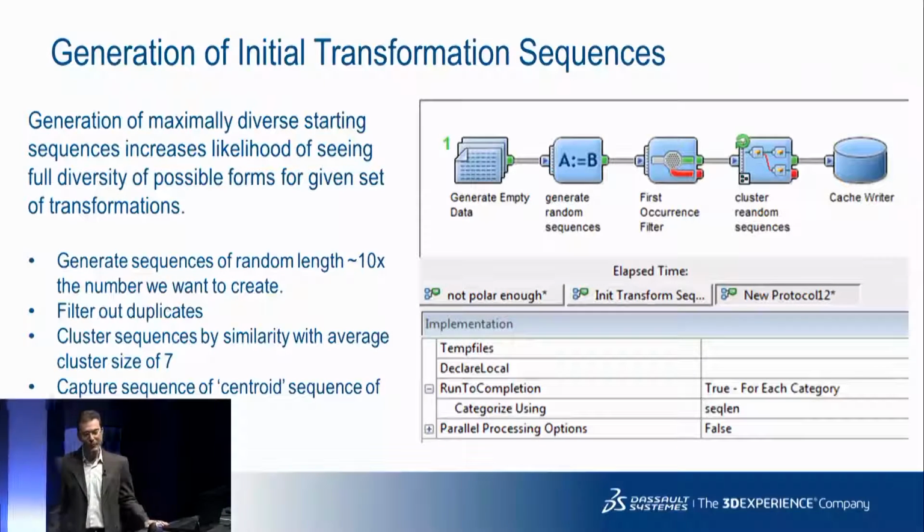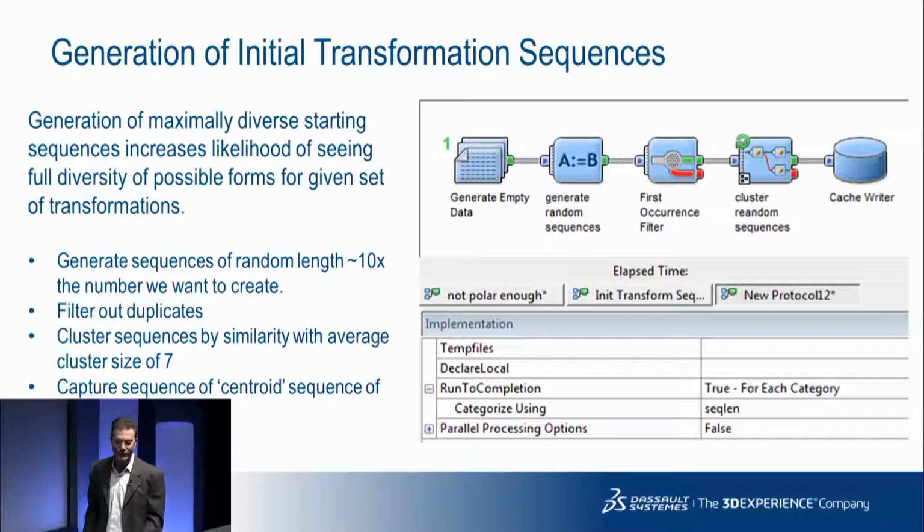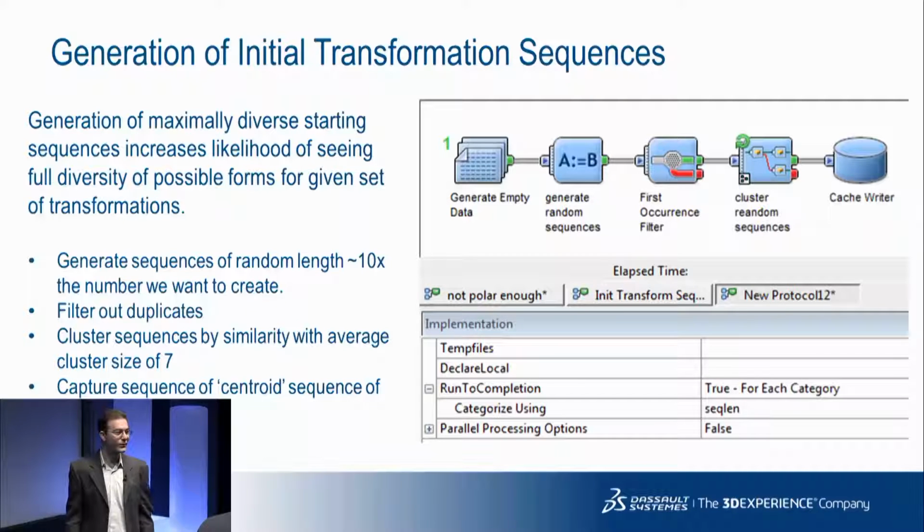So here's a Pipeline Pilot protocol that I wrote to generate an initial set of 1,000 or so diverse starting points for doing this kind of exploration. So in this particular protocol, we generate 10 times as many random sequences with the first 2 components as the ultimate number of images that we want to generate in the first generation. And then we filter out any duplicates using one of the components that's built into the system.